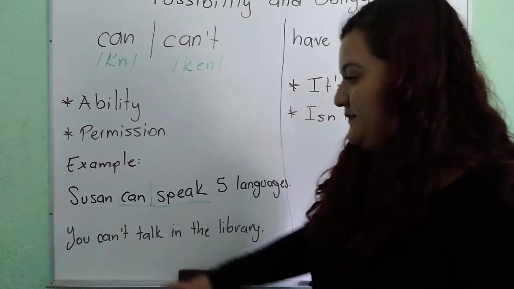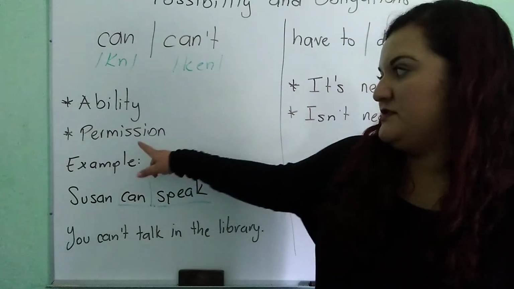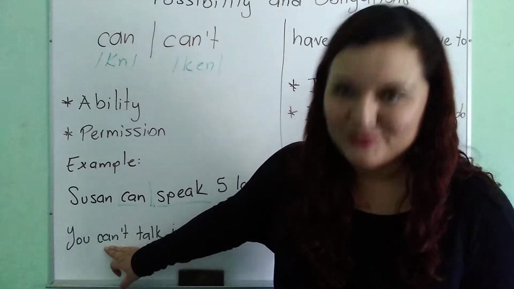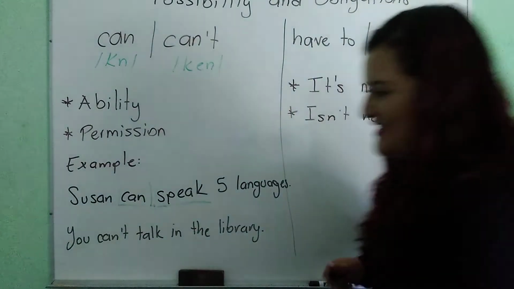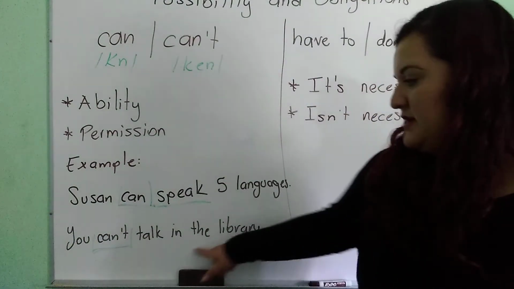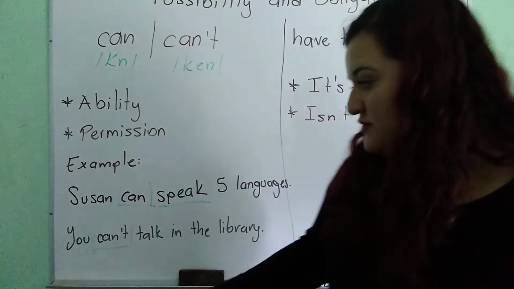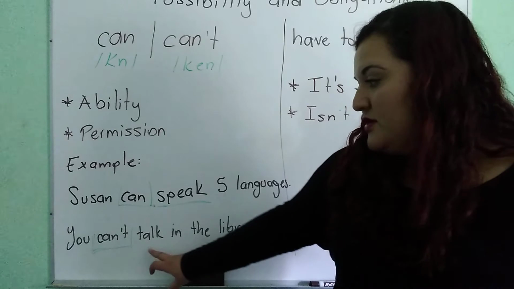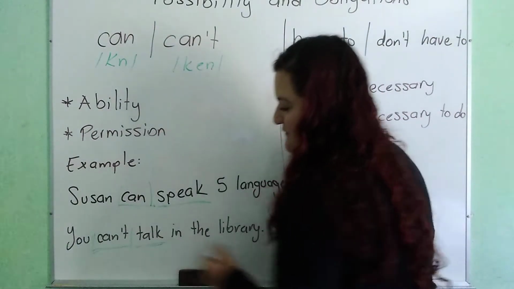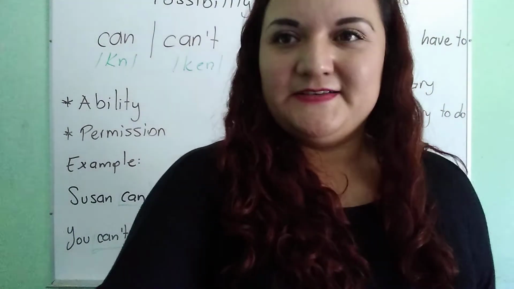And on this side, if you are going to say something that is not allowed, or something that you don't have enough permission to do, it's with the modal verb can't. You can't talk in the library. And it's the same rule. If you are going to use the modal verb can't, you have to use the verb in the infinitive form. It's incorrect if you add a suffix to it.